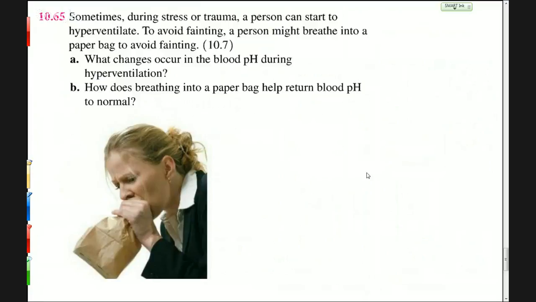Yeah, so if CO2 is low, does the blood pH go up or down? Down. The blood pH will be up. Right. So if there's not enough CO2, that means you're not creating enough acid in the blood, so the blood is too basic. So then that means that the pH goes up.